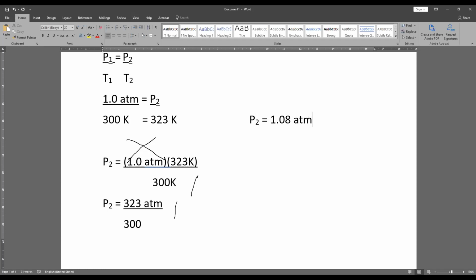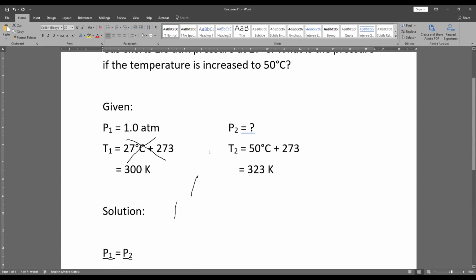1.08 ATM. So that is the answer. Or sometimes, we can also have 1.1. 1.08 is correct also. We can also have 1.1 if we're going to round this off to the nearest tenths. So this is the answer. Same with the other problem.